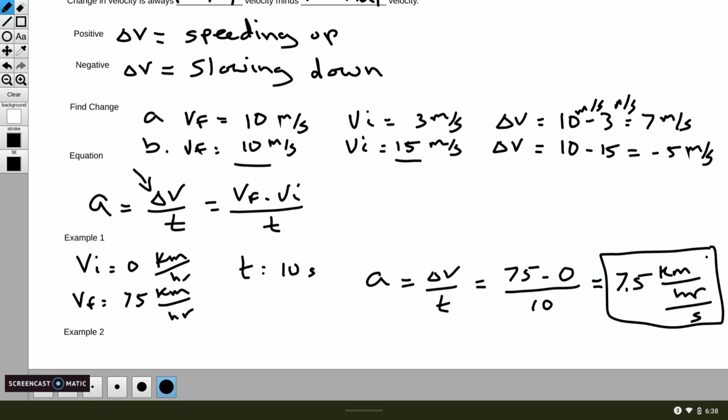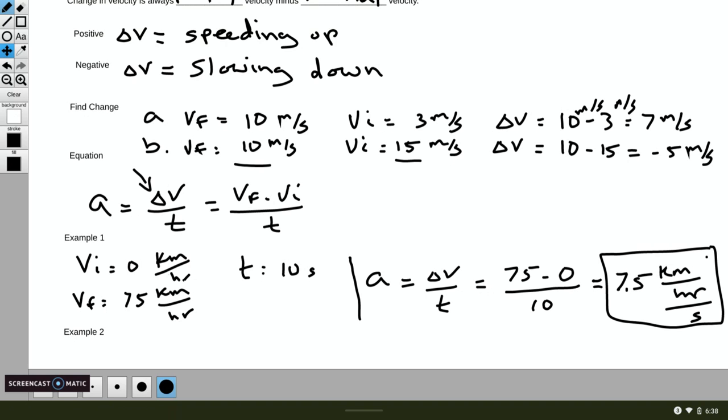If you feel confident, go ahead and hit pause and try number 2. Then I'm going to work number 2 here in just a second, and you can see how you did. So go ahead and hit pause now. If not, just let it keep playing and I'll work number 2 right now.